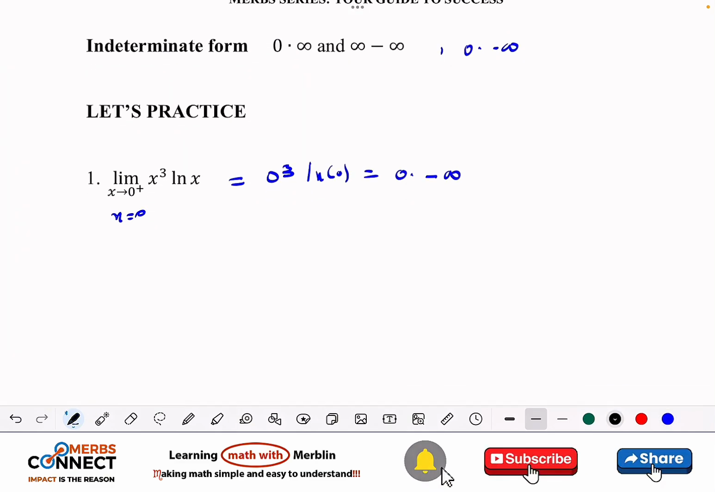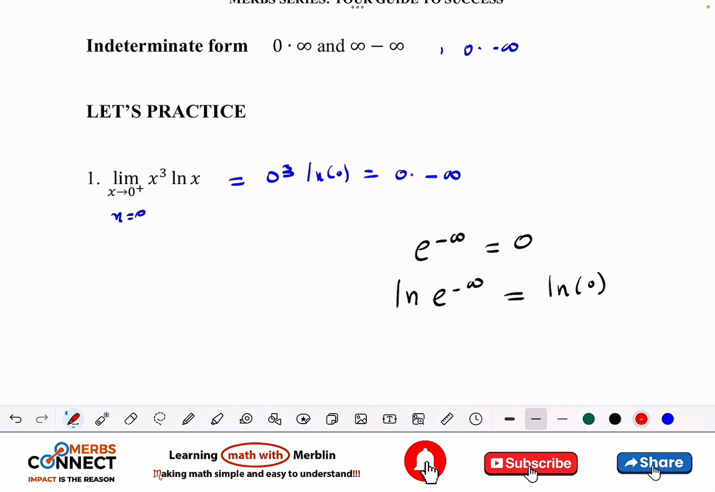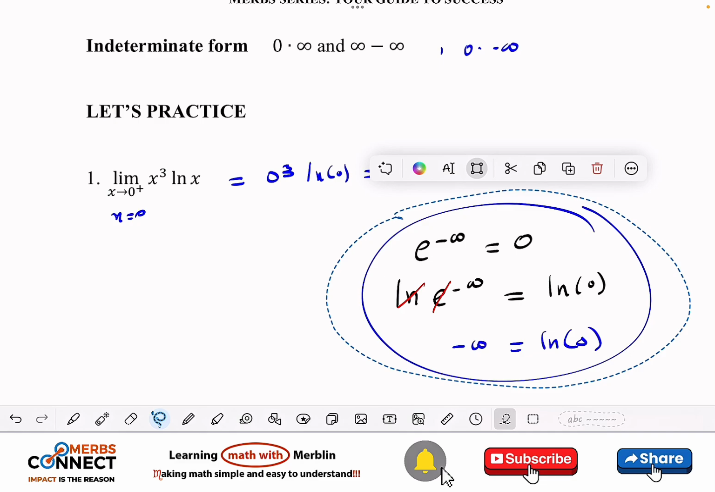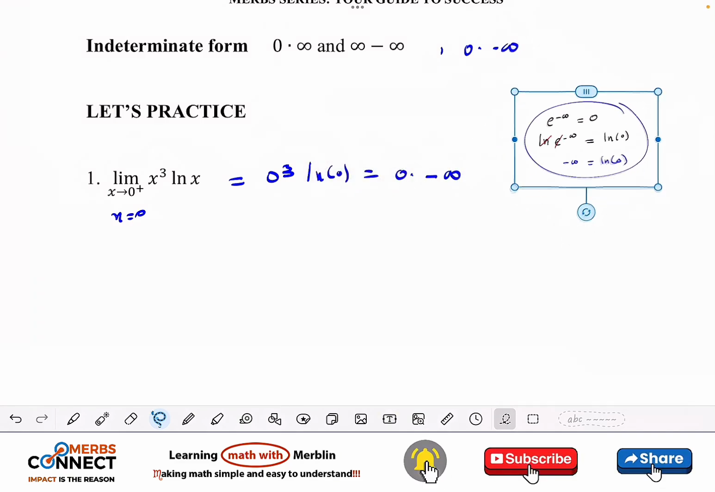Let me just prove it for you to see. We know that e to the power minus infinity is 0, right? So e to the power of a very big negative number is 0. So I take natural log on both sides, and this will cancel this. So I'm going to have negative infinity, which is equal to ln of 0. This is something that you can keep in mind. Maybe I can squeeze this up there so that you can have it in your mind somewhere here.